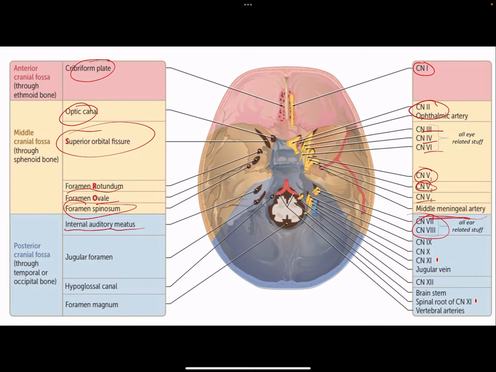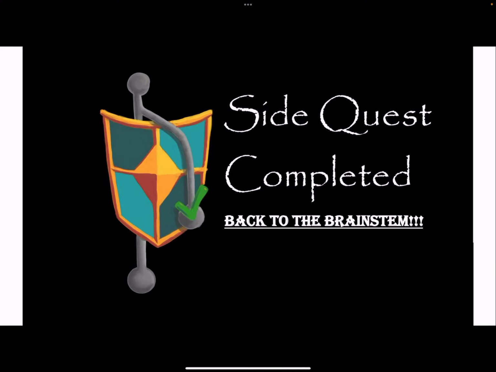They go through the internal auditory meatus, and then a bunch of things go through the jugular foramen. We said it's 9, it's 10, and 11 goes upwards through the foramen magnum and then goes down with everybody. But it's called the jugular foramen, so also the jugular vein goes through here. The hypoglossal canal is going to be cranial nerve 12, that's its namesake. And then the foramen magnum is where the brainstem is going through. We said cranial nerve 11 is going to be going up, and then the vertebral arteries are coming through here to make the basilar artery.